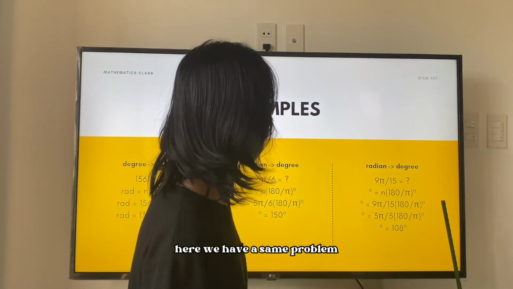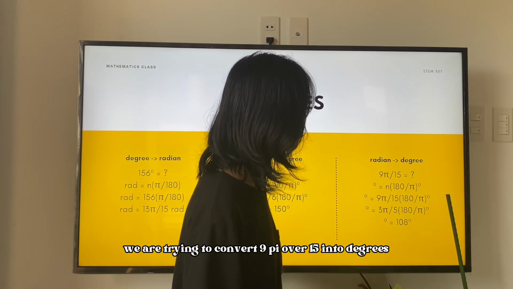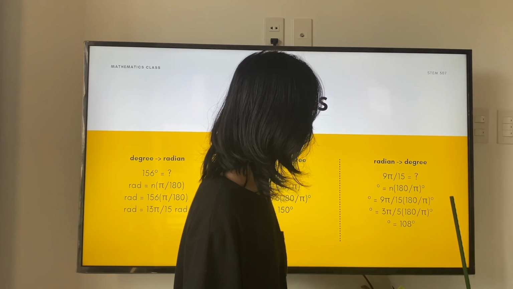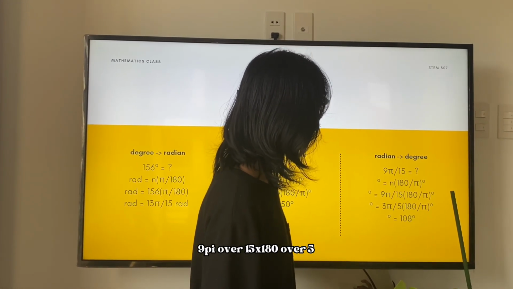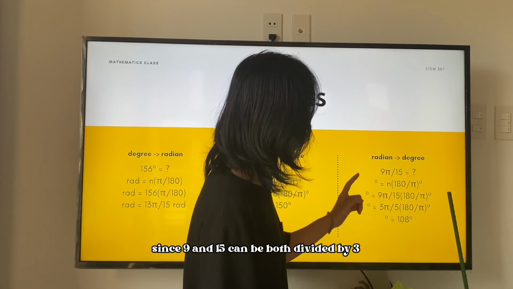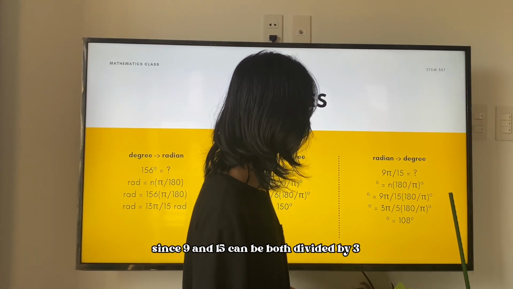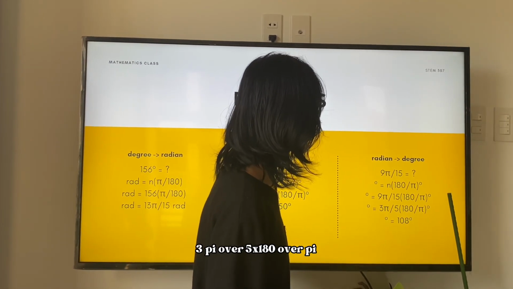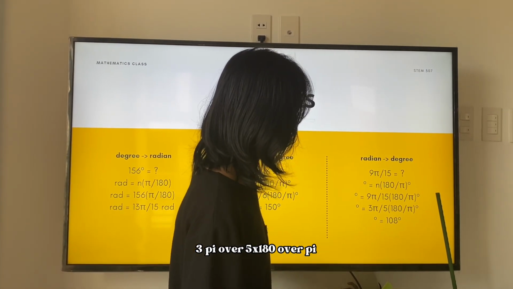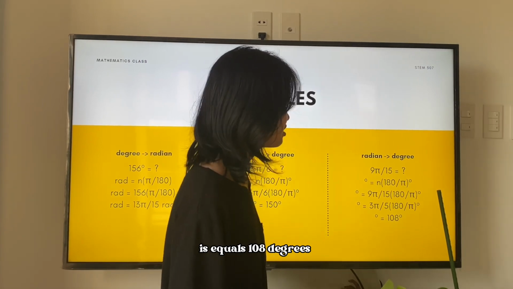Here we have a similar problem. We are trying to convert 9 pi over 15 into degrees. Let us just substitute the number: 9 pi over 15 times 180 over pi. Since 9 and 15 can both be divided by 3, we just have to simplify. 3 pi over 5 times 180 over pi is equal to 108 degrees.